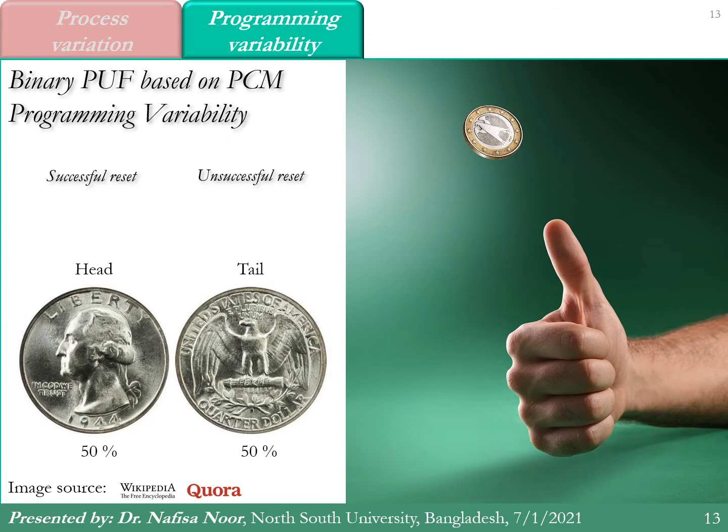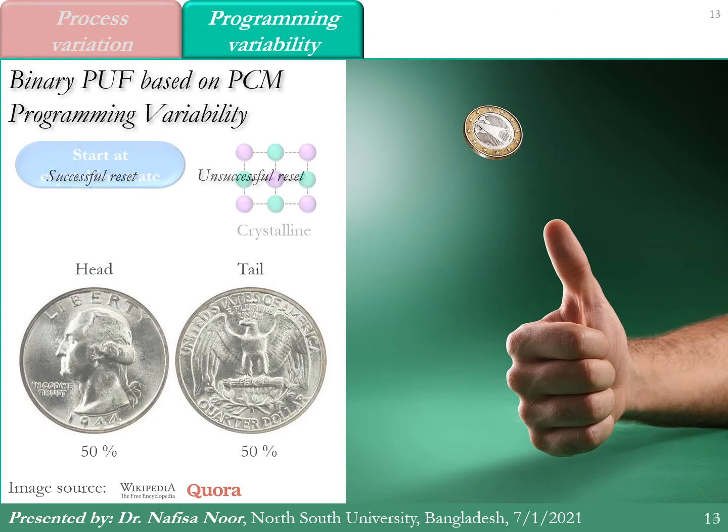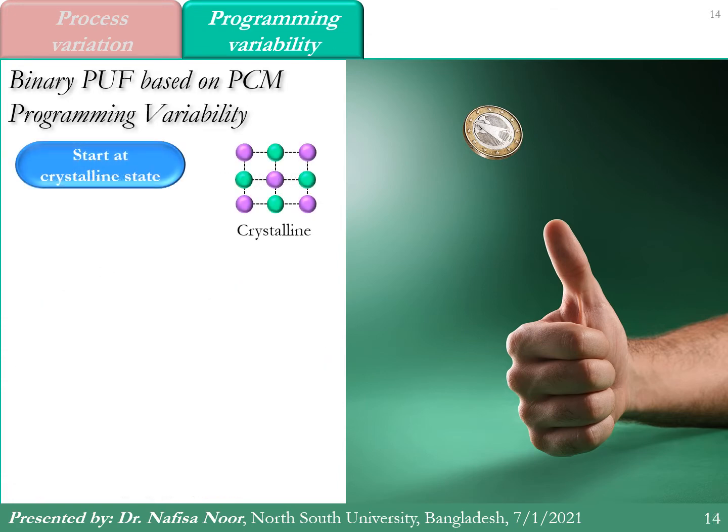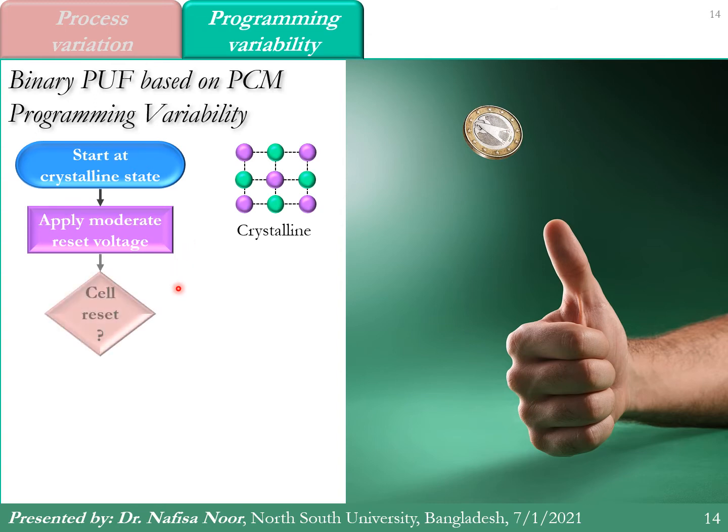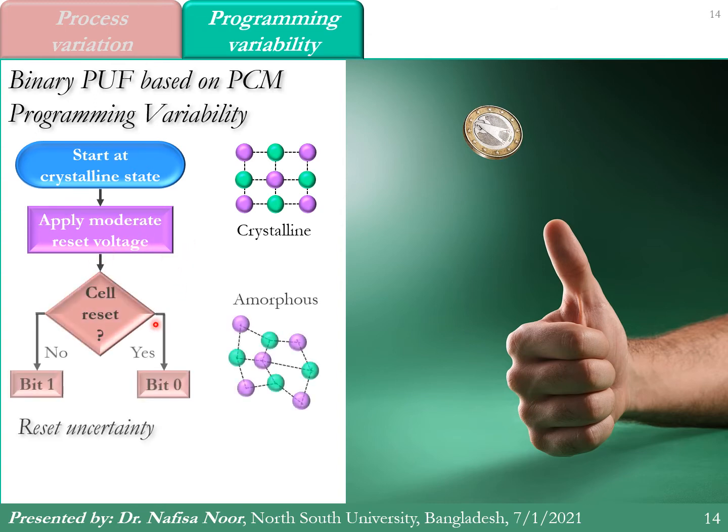Using the reset uncertainty of PCM, we can develop a binary PUF. The idea of a binary PUF is very similar to the uncertainty involved in coin flipping, where each of the two possibilities has a 50% chance and there exist no intermediate options. To utilize the reset uncertainty for a PUF, we need to start with the crystalline state, then apply a single reset pulse with a moderate reset voltage amplitude, and then check whether this cell is reset or not.